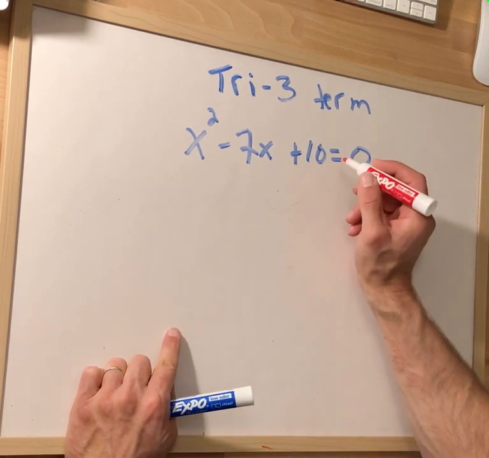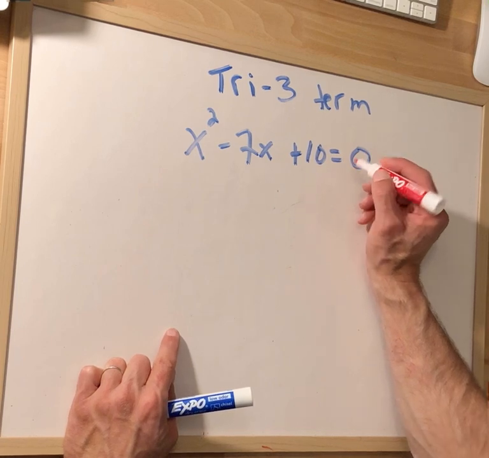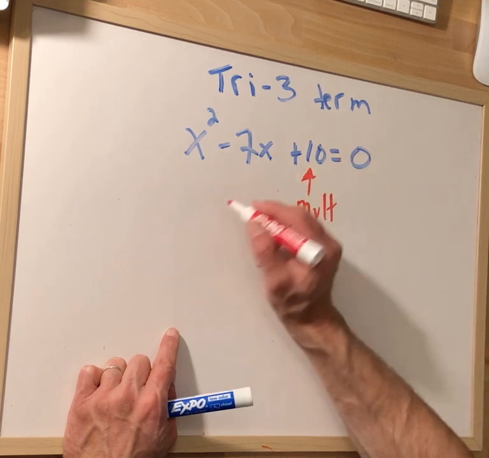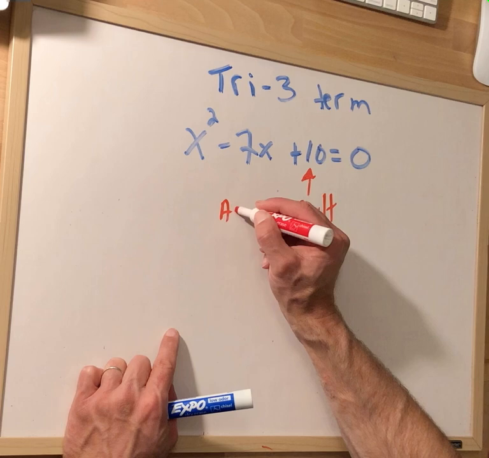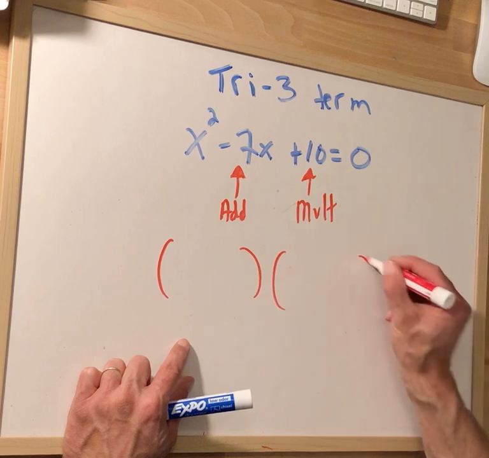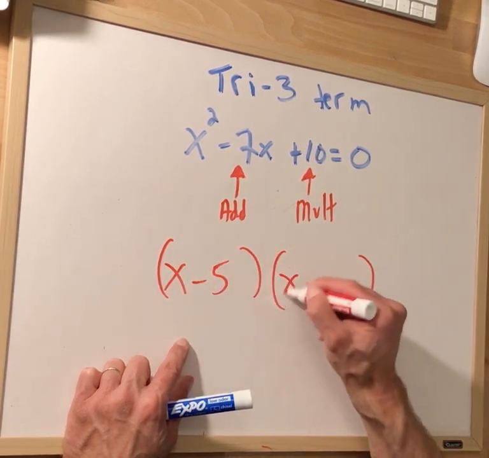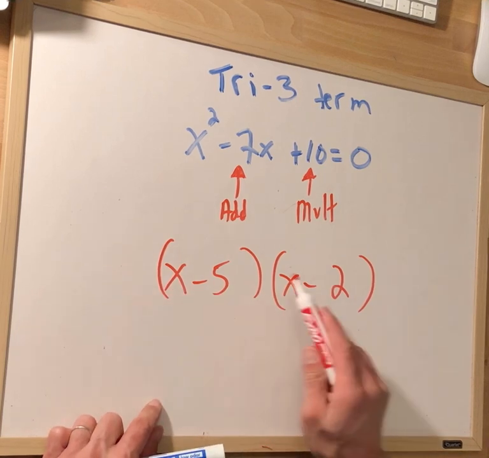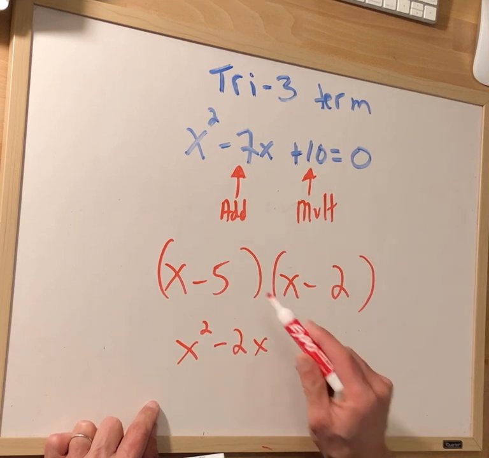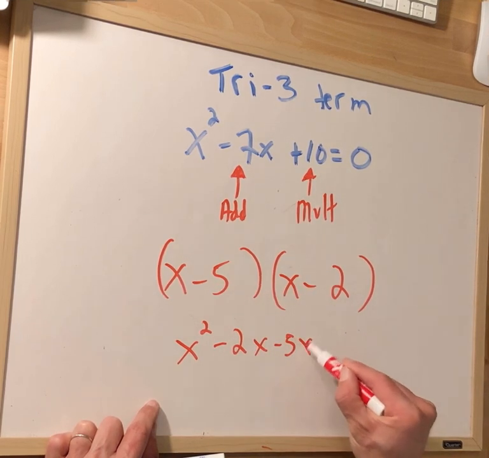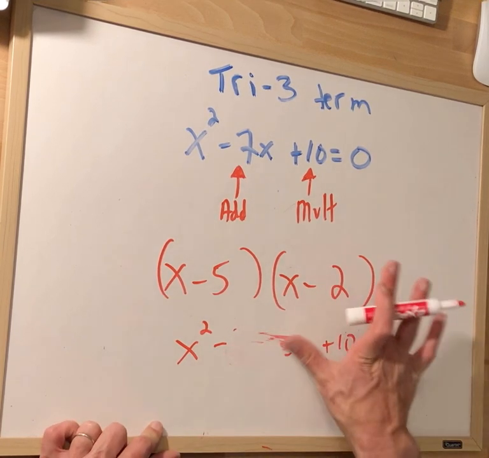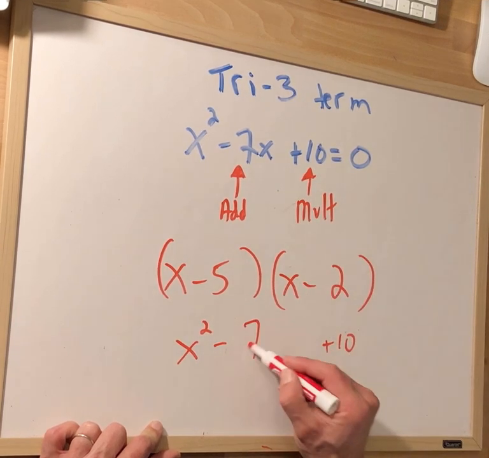Step number 1, you had to get one side equal to 0, and then you have to find two numbers that multiply, because you have to factor this. Two numbers that multiply together to get this, and add together to get your middle term. In this situation, you would take x and a negative 5, x and a negative 2. Because look, if I multiply x times x, I get x squared. X times negative 2 is negative 2x. Negative 5 times x is negative 5x. Negative 5 times negative 2 is positive 10. And then if I add these two middle terms together, I get negative 7x.